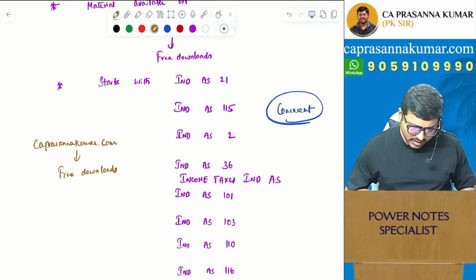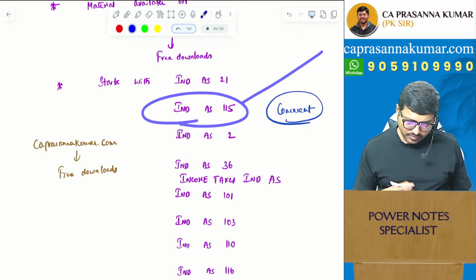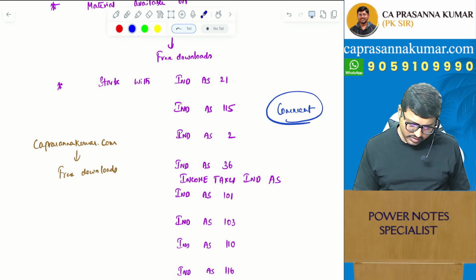So are we done with Ind AS 21 already? Yes. Are we done with Ind AS 115? Yes. Now we're gonna go with Ind AS 2. Next, obviously it will be followed by 36.